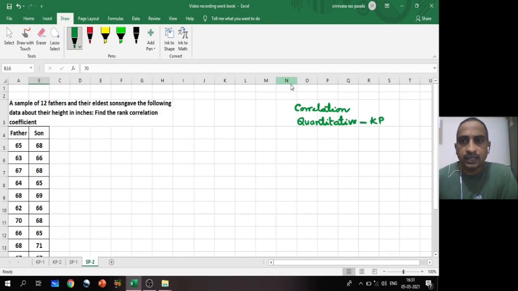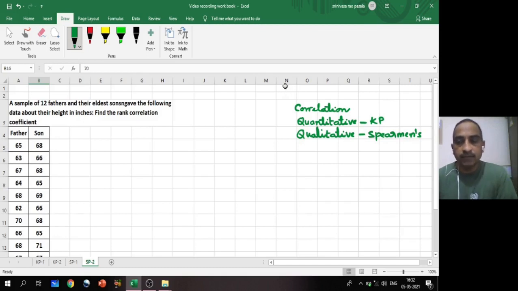When the variables are not quantifiable, which means qualitative characteristics, then we use Spearman's method, Spearman's rank correlation method, right? In this method, there are two cases. Case 1 is when the ranks are not tied, which means the ranks are not repeated. The other case is when the ranks are repeated, right? So let us see that example.